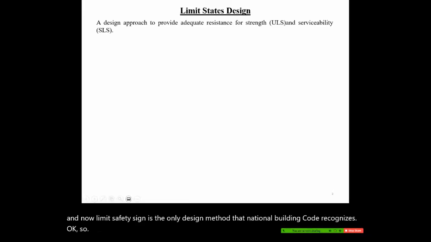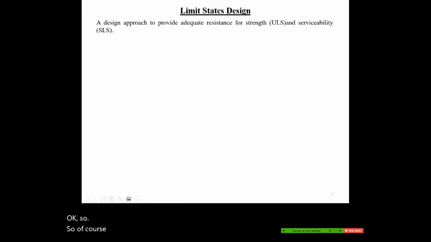As I said before, limit states design is the design method that is recognized by the National Building Code. Prior to, I think, 2000, there were 2 design methods. The other one became obsolete, and now limit states design is the only design method that the National Building Code recognizes. So, of course, it is a design approach to provide adequate resistance for strength and serviceability.